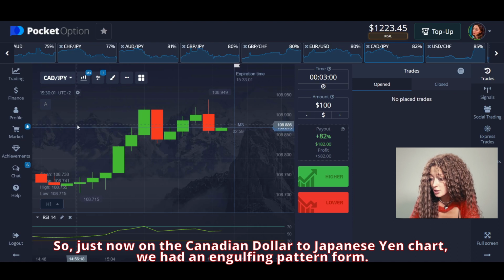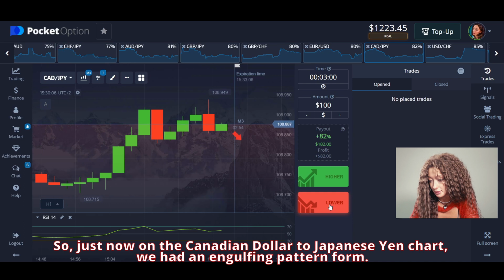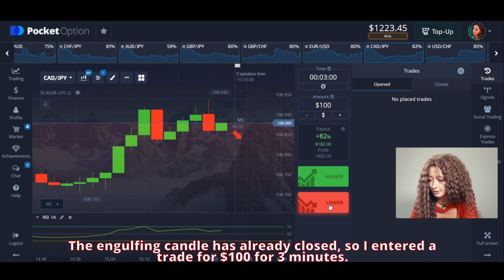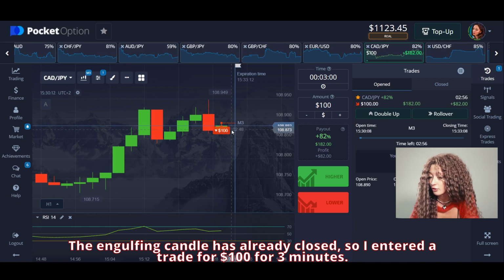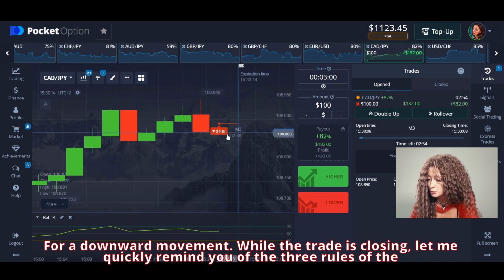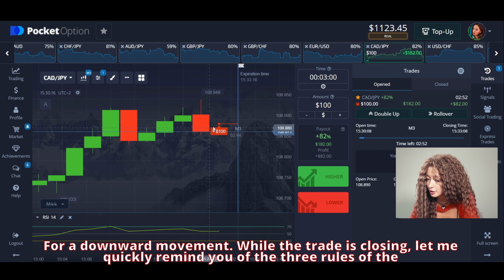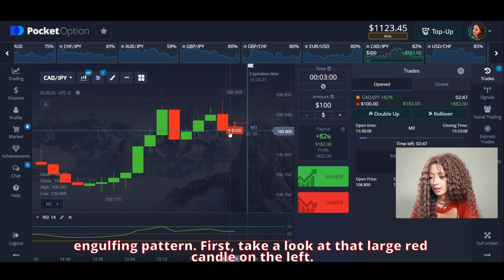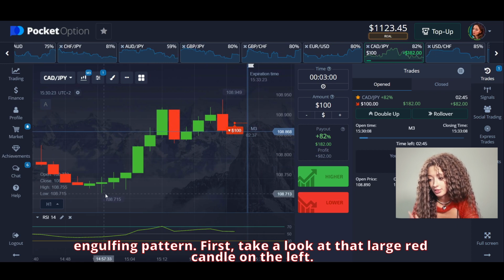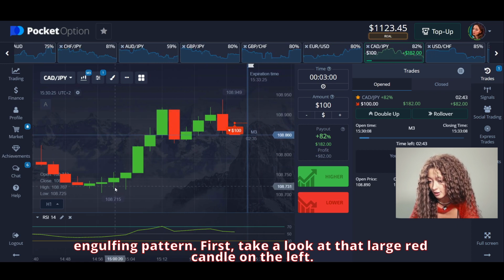So just now on the Canadian dollar to Japanese yen chart we had an engulfing pattern formed. The engulfing candle has already closed, so I entered the trade for $100 for 3 minutes for downward movement. While the trade is closing, let me quickly remind you of the 3 rules of the engulfing pattern. First, take a look at the large red candle on the left.